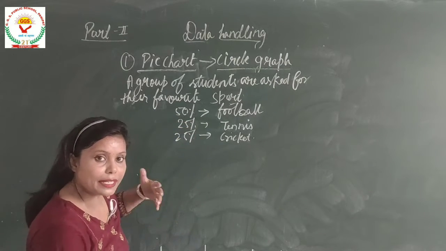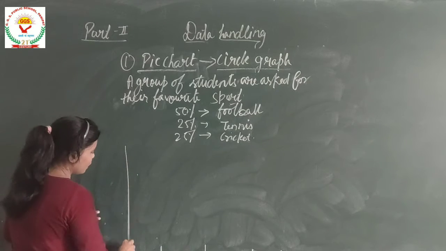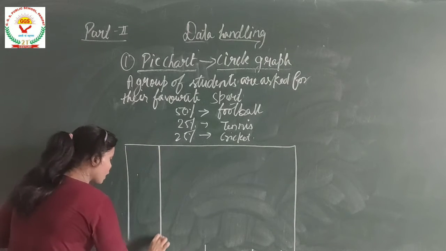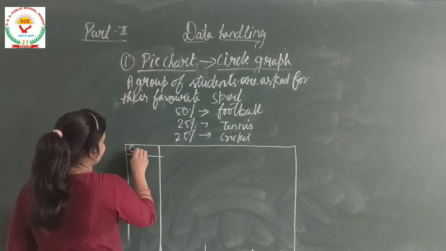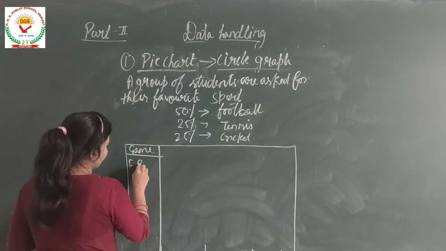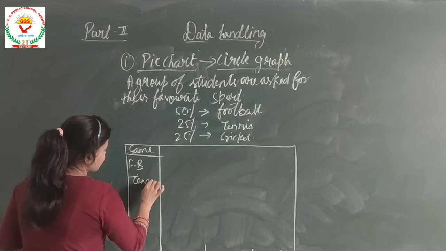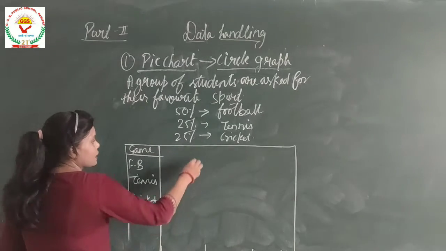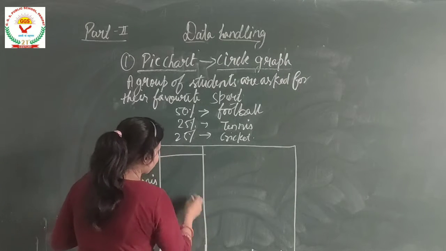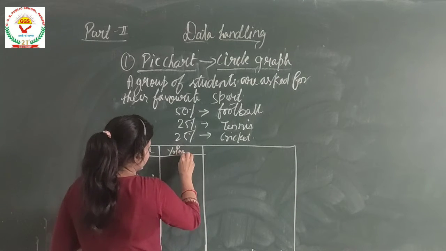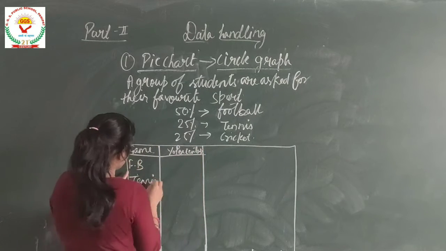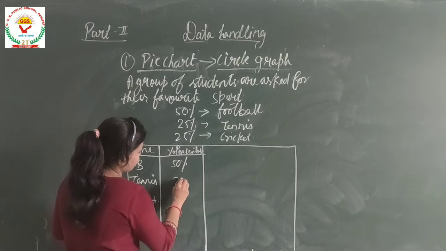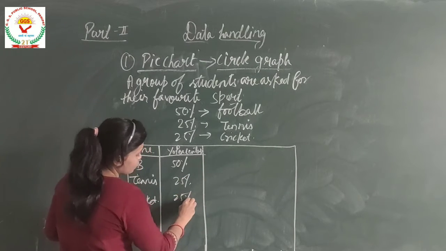So for finding out the degree, we will form a table first. In the first column, we will write the name of the sport, that is game. First we have football, next is tennis, and next is cricket. In the second column, we will write the percentage. Football is played by 50% people, tennis 25%, cricket is also 25%.